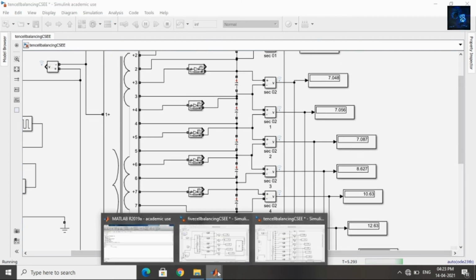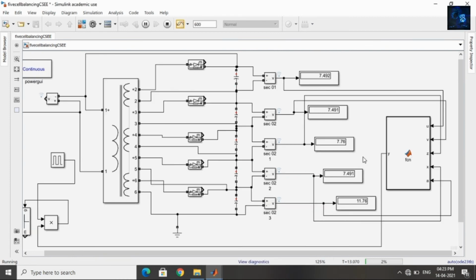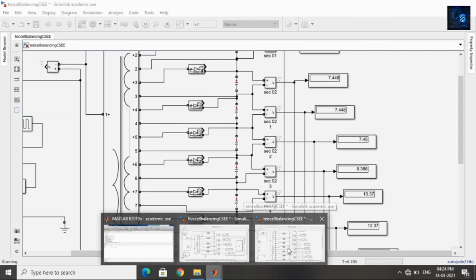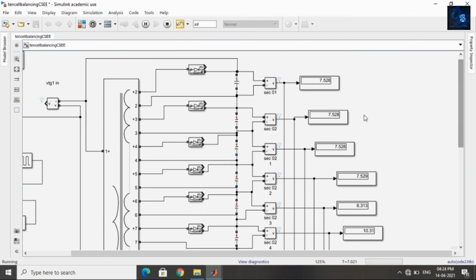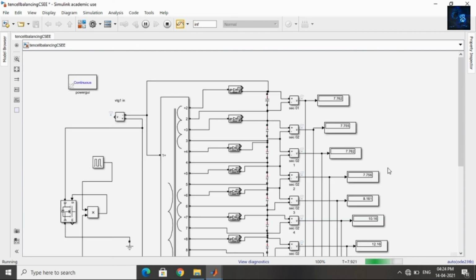Now we will come back to 5 cells. Here you can see the voltage of cell 1, cell 2, cell 3 and cell 4 is almost equal. After a few seconds all cell voltages will be equal. In 10 cells, you can see the voltage of cell 1, cell 2, cell 3 and cell 4 is equal to 7.6. Well guys, it will take a few seconds.